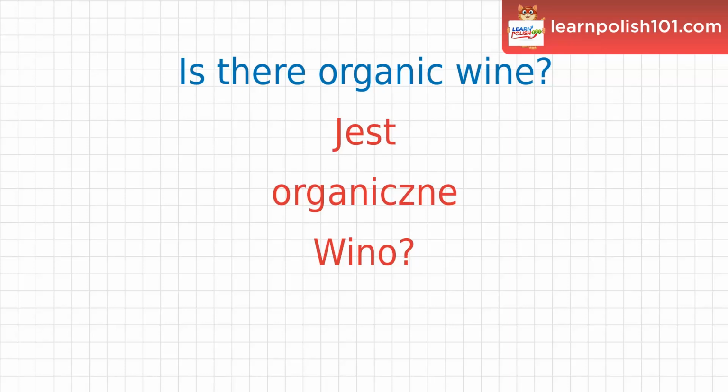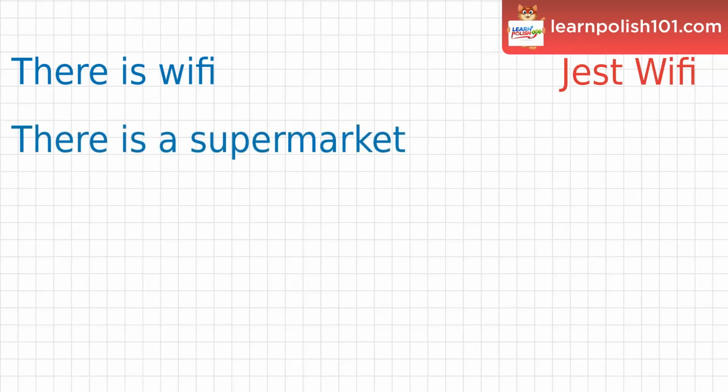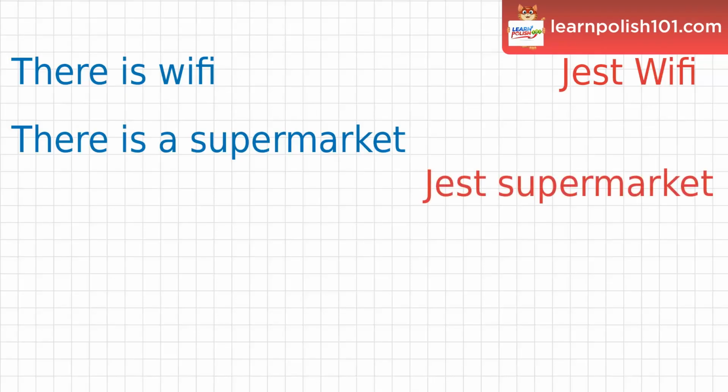Alright, now let's just reaffirm those things so we know what to listen to. Perhaps you're in a coffee shop and you're using Wi-Fi and a Polish person comes up to you and asks if there is Wi-Fi. So let's tell them that there is Wi-Fi. Jest Wi-Fi. And let's tell them that there is a supermarket in this town, because someone on the street has just asked us, and we can say yes and we can point, even if we can't say much more. There is a supermarket. Jest supermarket.